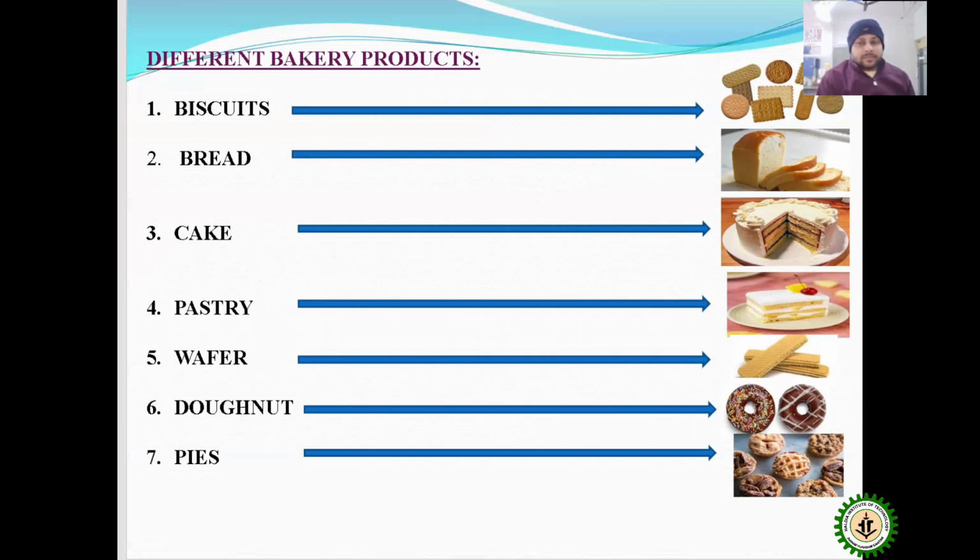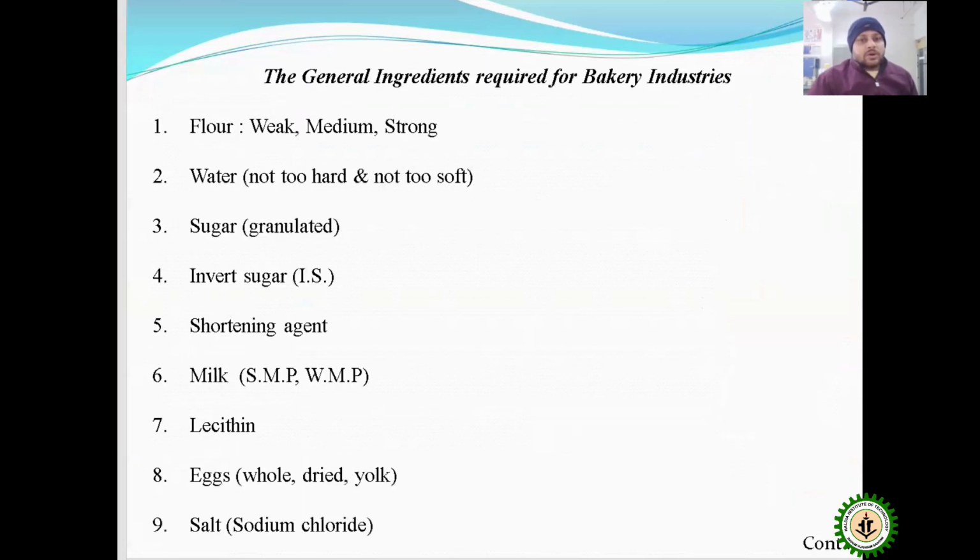Biscuits are very essential in our day-to-day life, and we have chai with biscuits. Secondly, bread, then cake, pastry, wafer, donuts, pie. These are the basic bakery products, and there are different ingredients used when we produce or manufacture the bakery items.